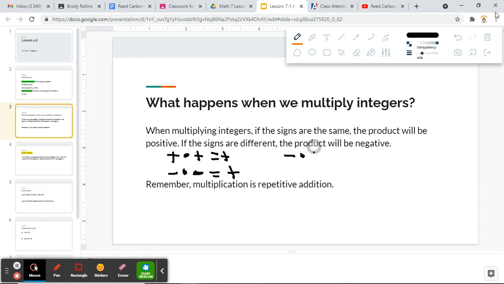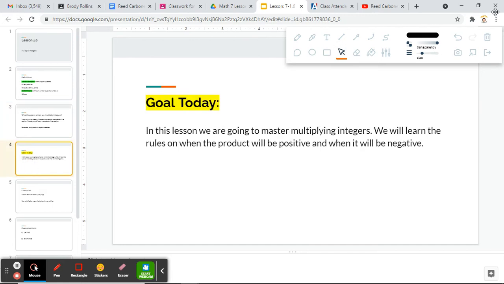But what if we have a negative times a positive? Well, that's going to give me a negative number. And if I have a positive times a negative, that'll also give me a negative number. So when the signs are the same, it's a positive number. When the signs are different, it's a negative number. Okay, so in this lesson, we are going to master multiplying integers. We will learn the rules on when the product will be positive and when it will be negative.